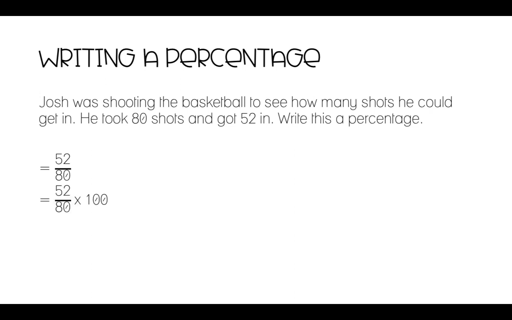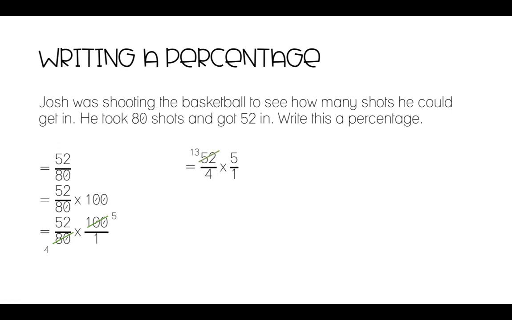Then what we do is we multiply that by 100, which is the same as saying 100 over 1. So we get 52 over 80 times 100 over 1. Then we cancel them out. So 20 goes into 80 4 times and it goes into 100 5 times. So we end up with 52 over 4 times 5 over 1. Then we're going to simplify it further because these are both even numbers, so I know that definitely something goes into both of those.